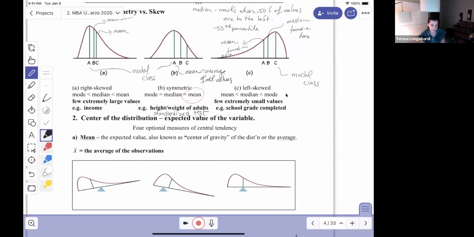It is the value that is closest to all the other observations. It balances, therefore, the distribution because the weight on either side is perfectly balanced by that value. The mean might not be one of the values. It's the average of all of the values.